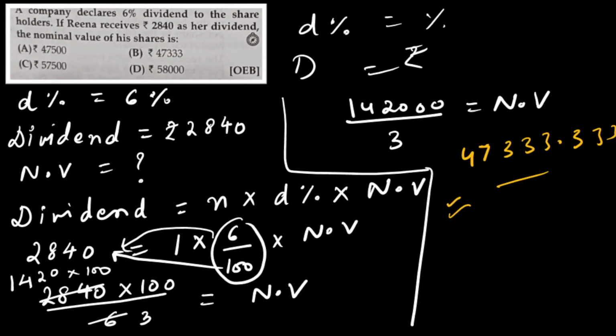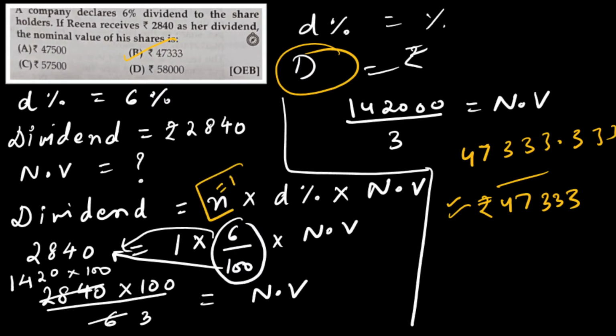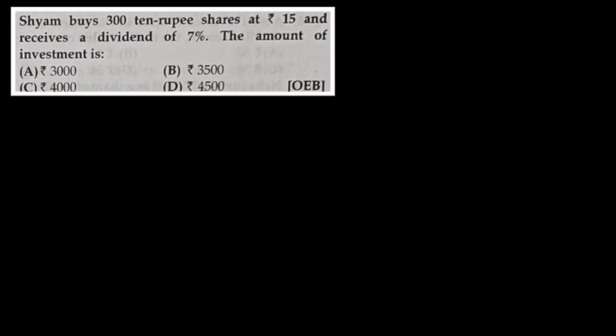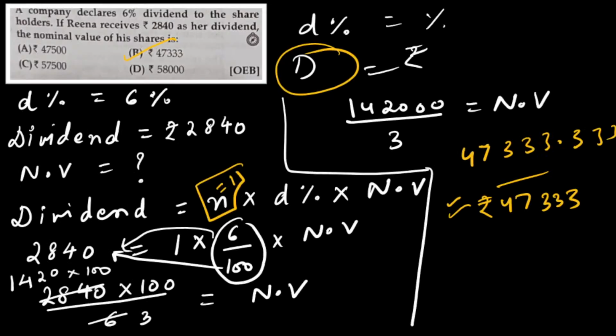If you see the second option, if I just convert this decimal into a whole number, I can see it is 47,333. I'll just round off. So option B is the correct answer. Again, because the dividend was given to us, we used the dividend formula and found the nominal value, and n for number of shares. For one share we found the nominal value. Because the number of shares was not given to us, this can be done only in the case of nominal value, where n we can write as 1.